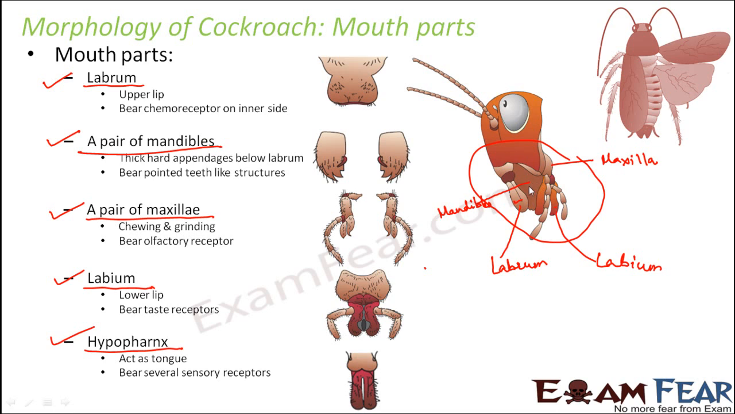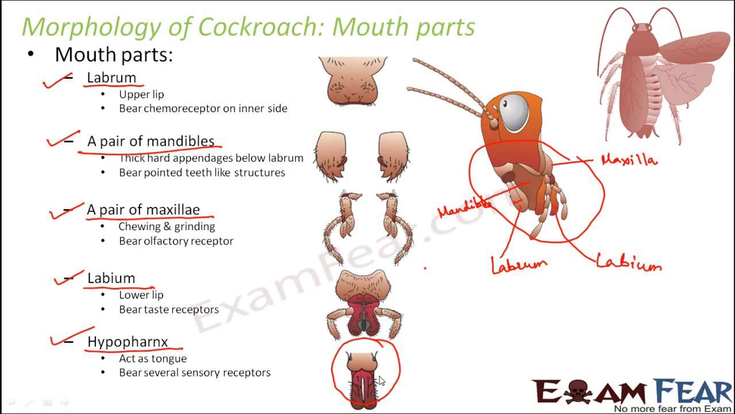So from here it is not visible because this is the side view. So only these four parts are visible. So again on the other side also these four parts are there. But at the center, hypopharynx is there, which is surrounded by all the above parts. So hypopharynx is present at the center. See, the appearance also it looks like tongue. So these are the different parts of the mouth, right?